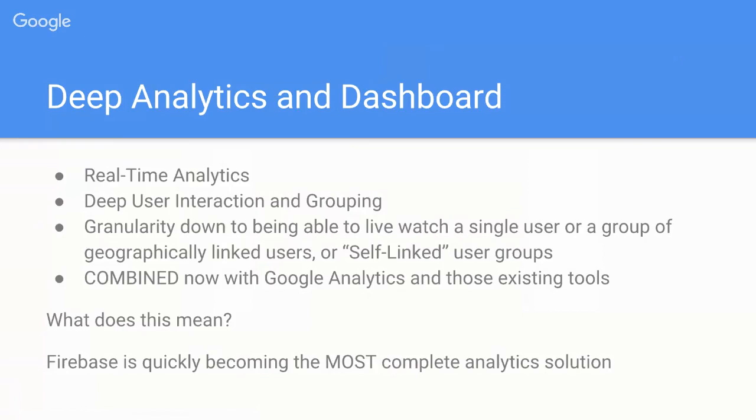Deep user interaction and grouping. So user interaction and grouping, yeah, you can fix an audience and things like that, but you can start to do things with fancy machine learning and fancy grouping based off of other information you know about the user, those kinds of things. You can start actually adding that in, which is pretty cool.